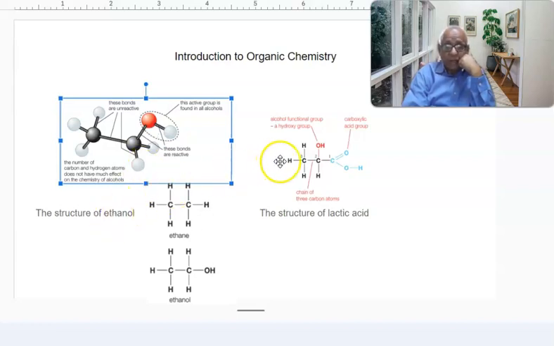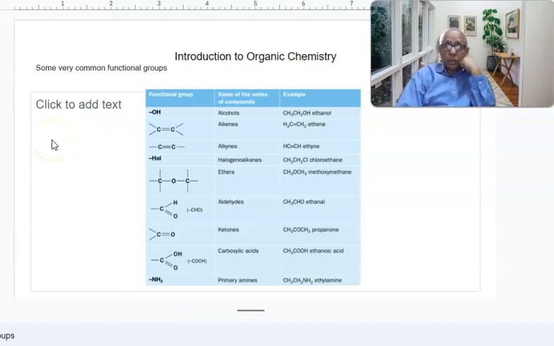And then the next one has two functional groups, the structure of lactic acid, where the hydroxyl group is one functional group and the carboxylic group is another functional group. So we can have very many functional groups in compounds, one functional group or more than one functional group in organic compounds. Now I talk a little bit about some very common functional groups.